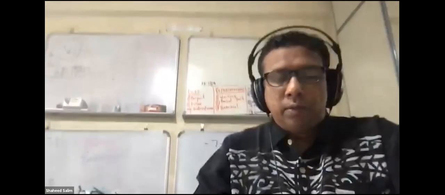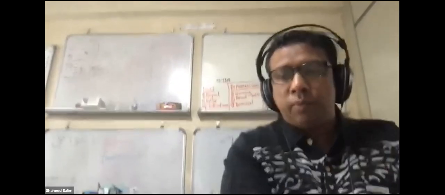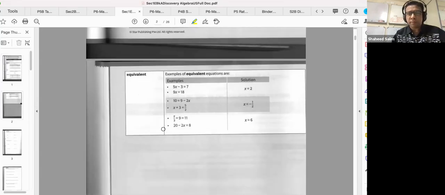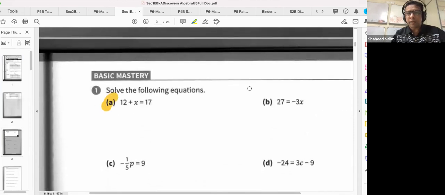Okay, I'll just revise the algebra with you because we need you to master this. So let's start this one. Can we do A and B? A and B, yeah.